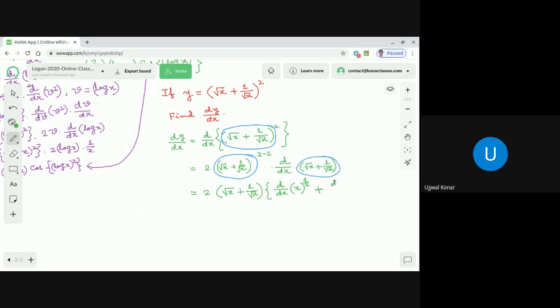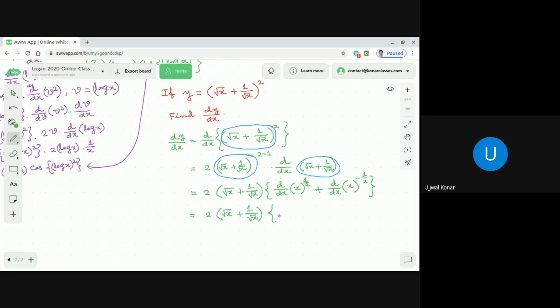Plus d/dx of 1 by square root of x. That means x power minus 1 by 2. So that is equal to what? 2 into square root of x plus 1 by square root of x.